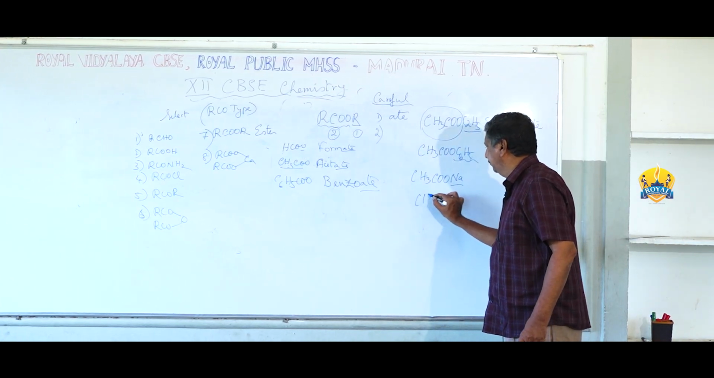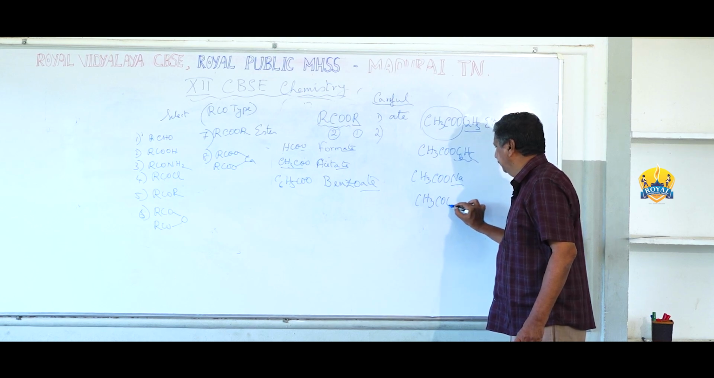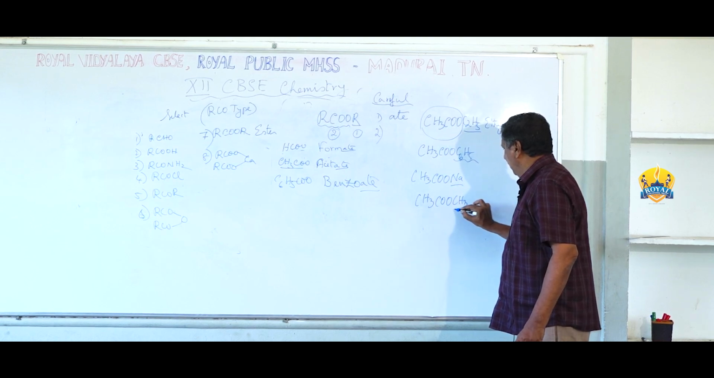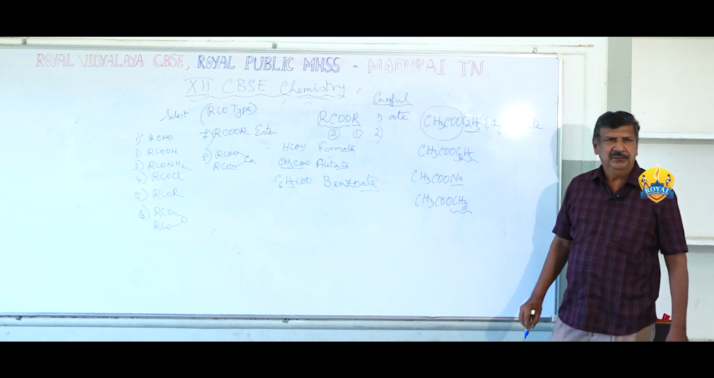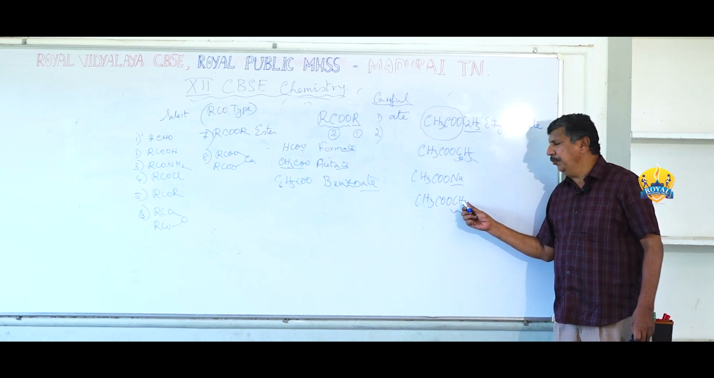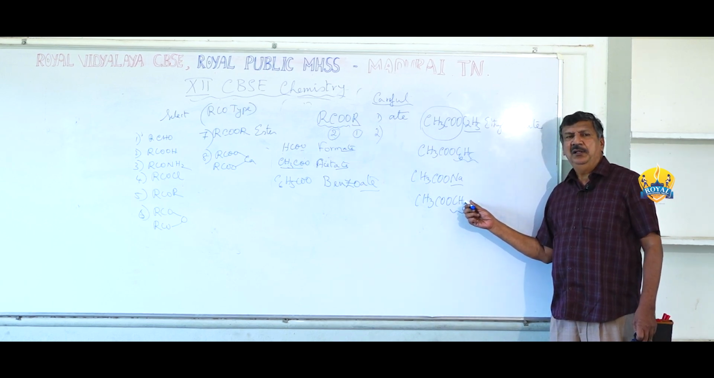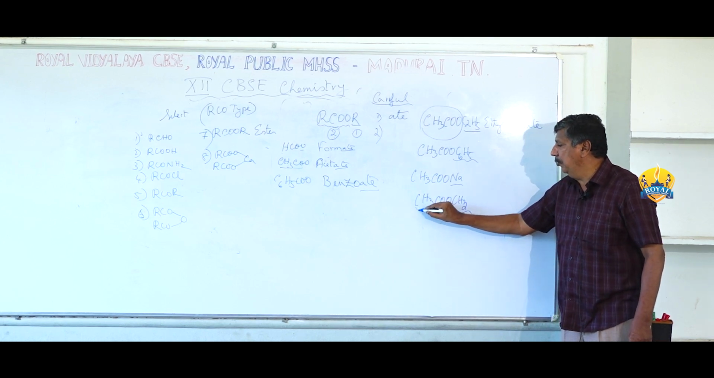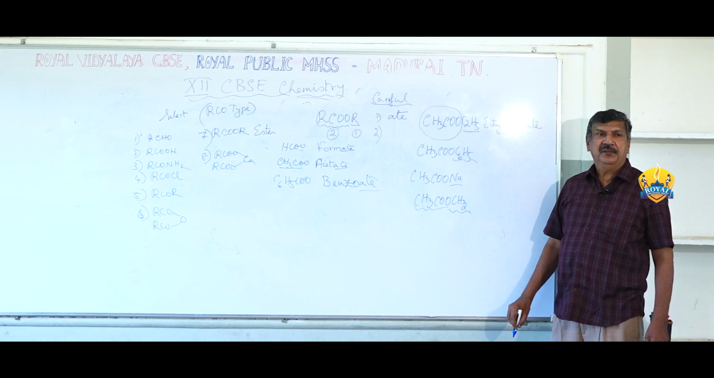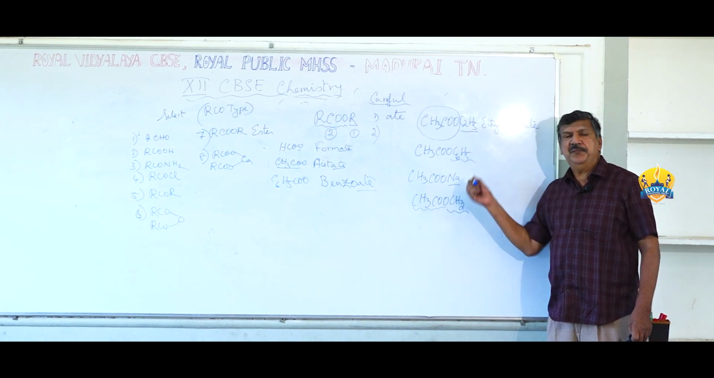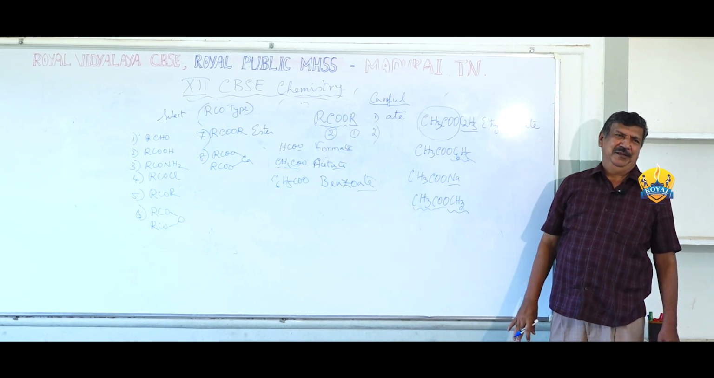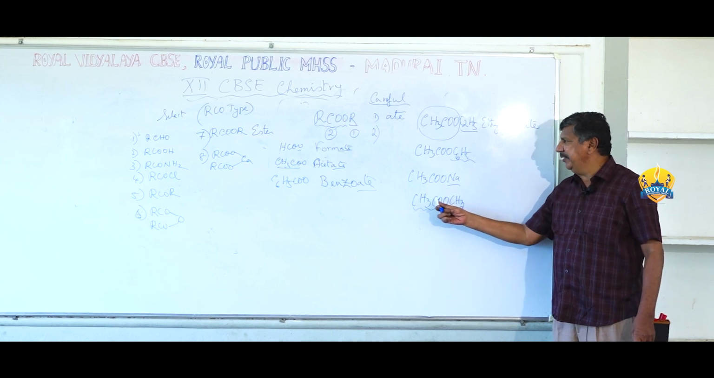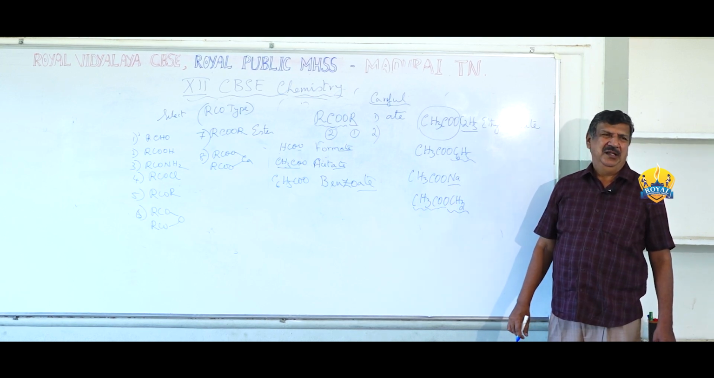Okay, next one. This formula. Methyl acetate. The name methyl is due to this CH3, not due to this CH3. This CH3 goes for acetate and this CH3 is meant for methyl. So, this is methyl acetate.